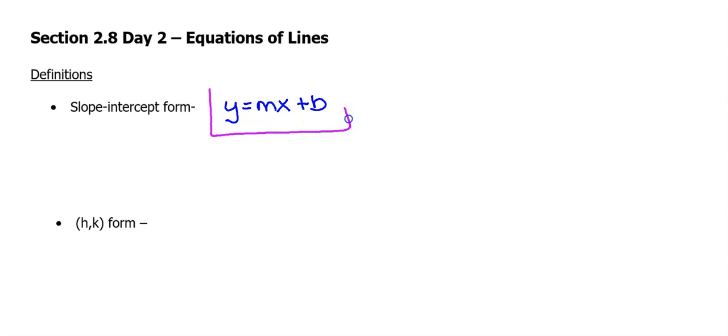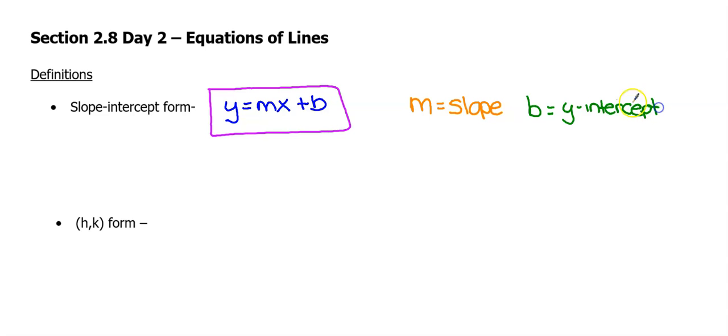So hopefully you're familiar with this one, where the slope is your m value, and the b value is your y-intercept. And the y-intercept is where the line will cross the y-axis.